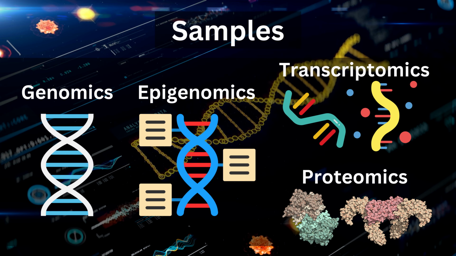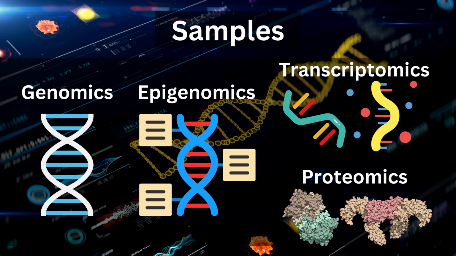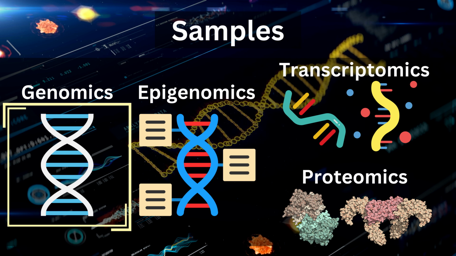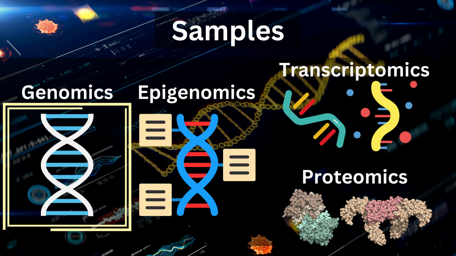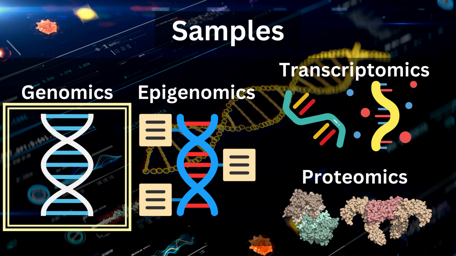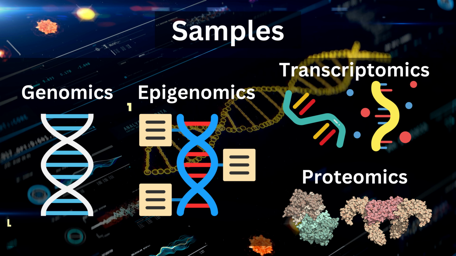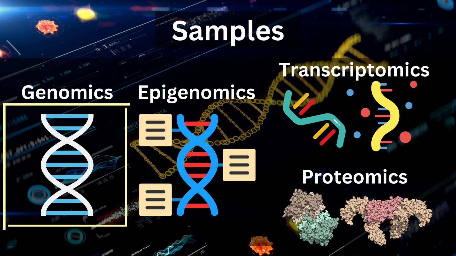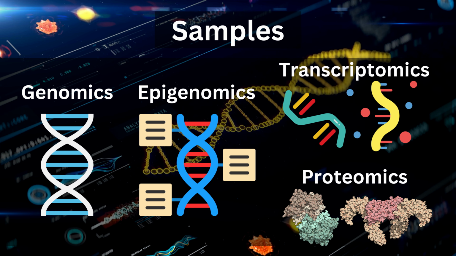So what are those samples? Here are at least 4 major types. First is genomics, where they collected whole genome sequencing of cancer cells as well as normal cells. This type of data can tell you if DNA mutations occurred in cancer, and if so, at what frequency.